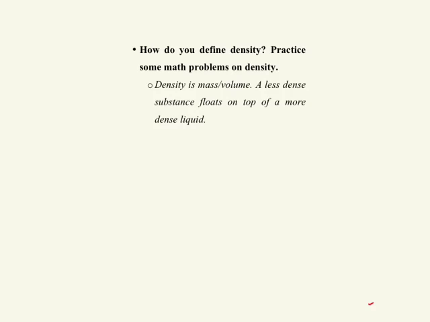The next is density. What is density? Density is a physical property that relates the mass of a substance with its volume. Its formula is density equals mass over volume. Another way of saying this is that a less dense substance floats on top of a more dense substance.